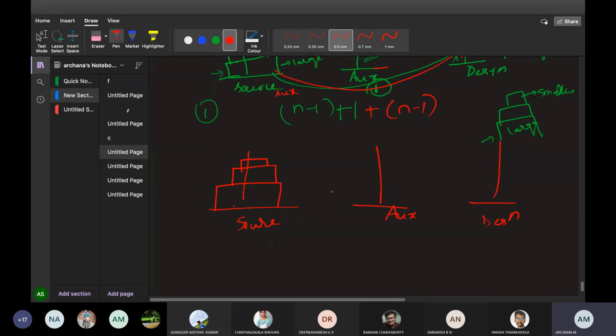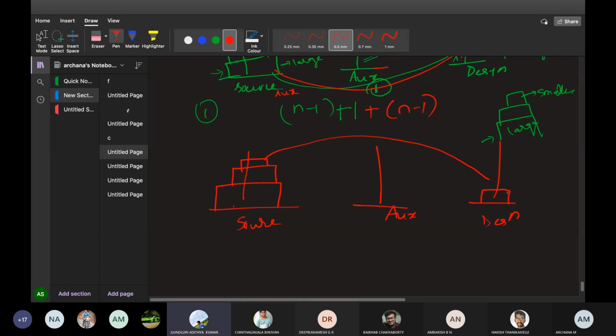Direct again and move the larger disk. No, ma'am, the smaller one, ma'am. Smaller one. Okay. According to you, I have to move the smaller one to the destination. Now I'll move this to the destination. Okay. Now, next.